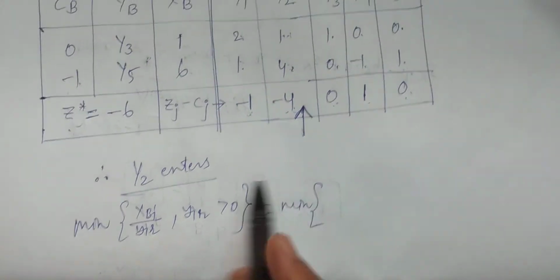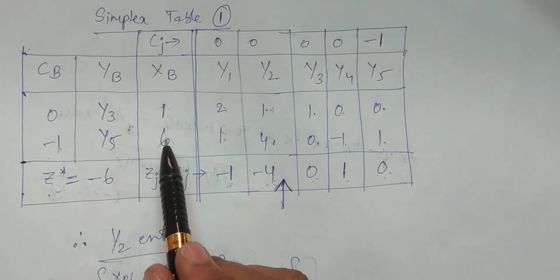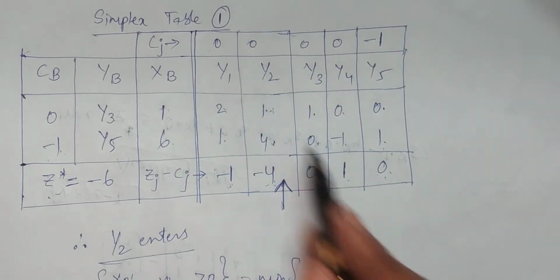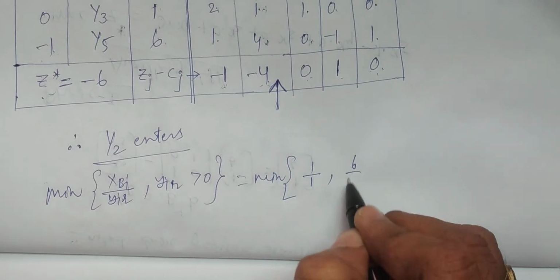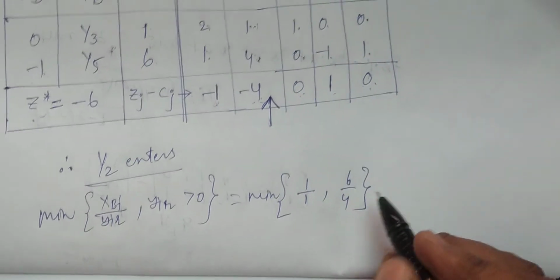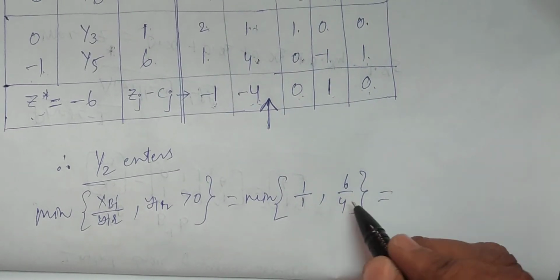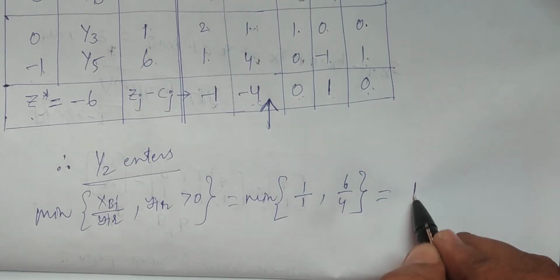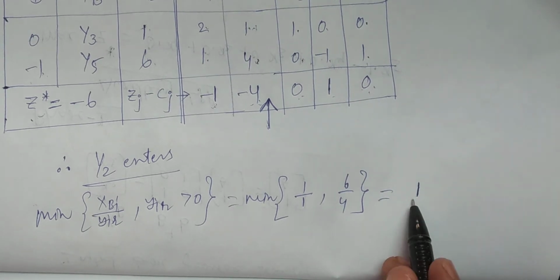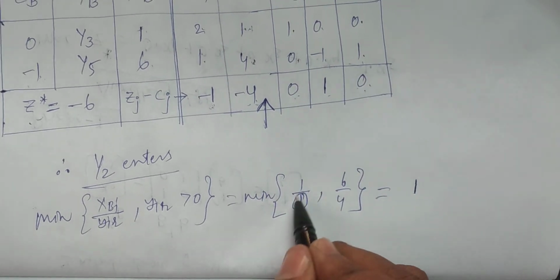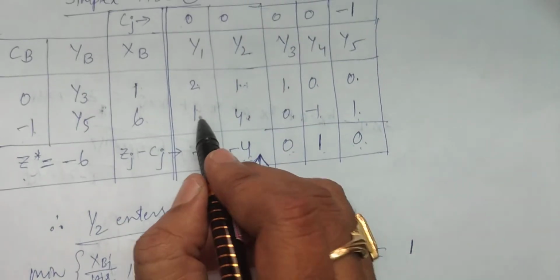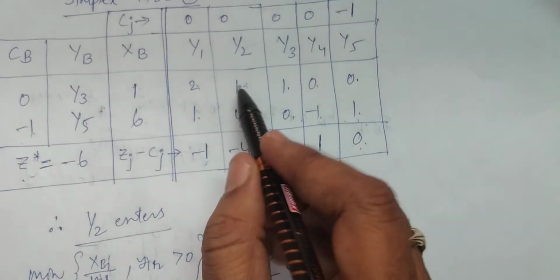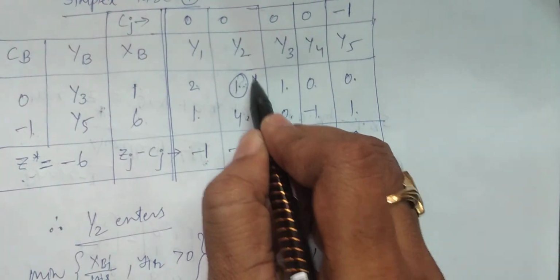And what is XBi? It is 1 and 6. What is Yir? It is 1 and 4. So the minimum of 1 by 1 and 6 by 4. These are the values here. So 1 by 1 is 1, 6 by 4 is greater than 1. So therefore 1. 1 corresponds to which element? This is the element, you round off the same element in the table. So here it is 1, 4. This is the pivotal element. I am putting a star as well.